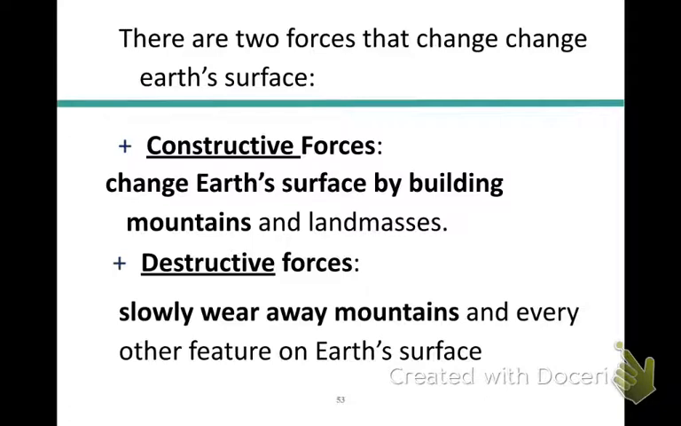So constructive and destructive forces are both parts of geology. We'll come back to all those later in Unit 4. But constructive builds, destructive destroys. You should be able to pretty much guess that. I'm going to move on because if you haven't written that down by now, write faster.